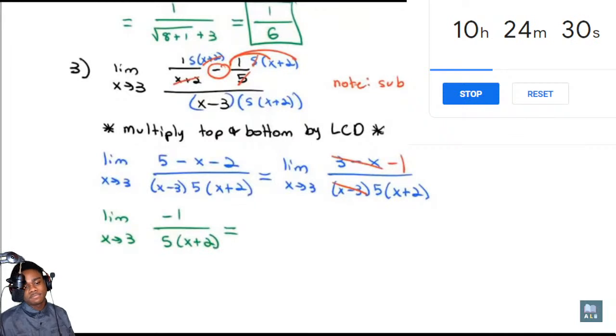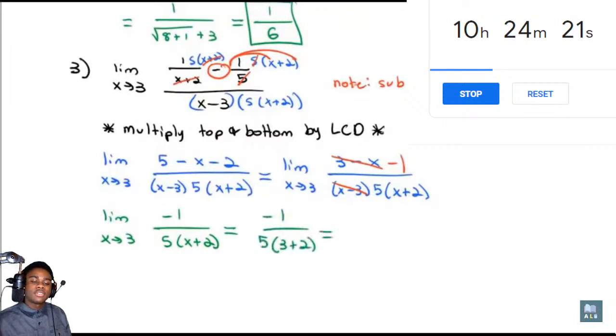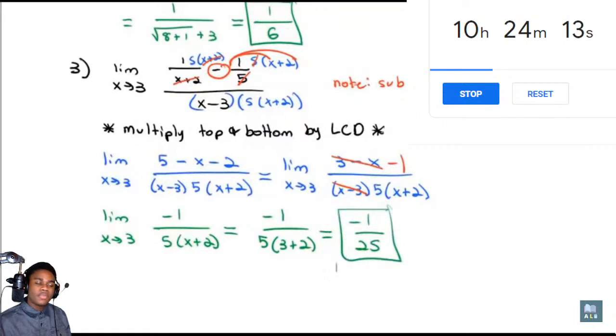Now we can do direct substitution because no longer are we dividing by 0. So negative 1 over 5 times 3 plus 2, which is negative 1 over 5 times 5, or 25. So there's 3 tricks here, and these 3 tricks are going to come back again when we're talking about derivatives.